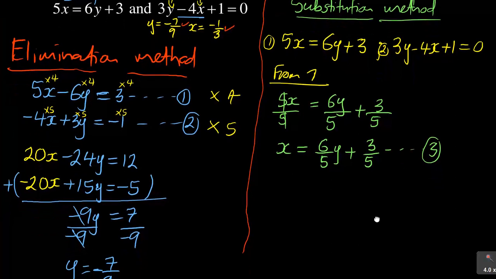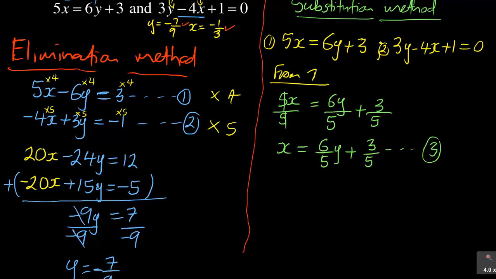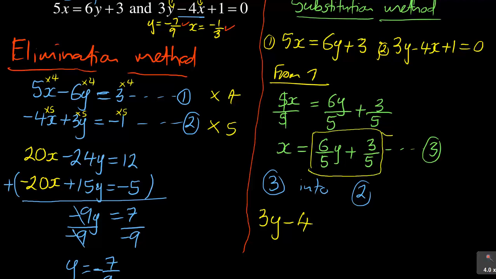What I then do, I take equation 3 into equation 2. So if I go to my equation 2, you can see that my equation 2 says 3y minus 4x. But remember, I've got my value for x, and this is my value for x, which I will substitute there. So minus 4 bracket 6 over 5y plus 3 over 5, and then plus 1 is equal to 0.